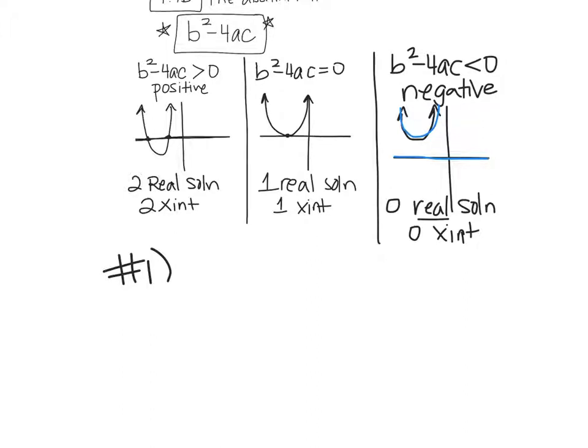Just how many. Yeah? How come for b squared minus 4ac less than 0, it's negative, but your parabola is facing upward? So that number is negative. It has nothing to do with which way the parabola goes. Gotcha. Yeah. Okay, so here we go.